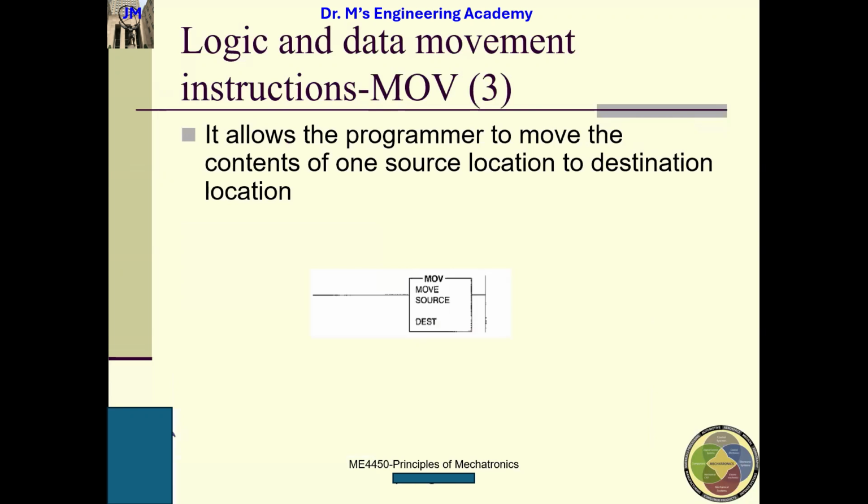Then we talk about the move here, okay? The move instruction allows the programmer to move the contents of one source location to a destination. You move the content of this source to the destination address. So both the source and destination are addresses. You understand that?